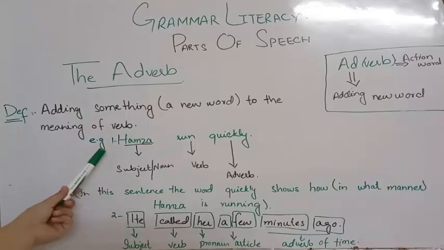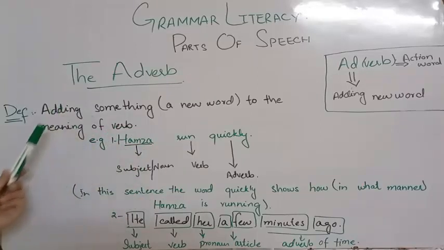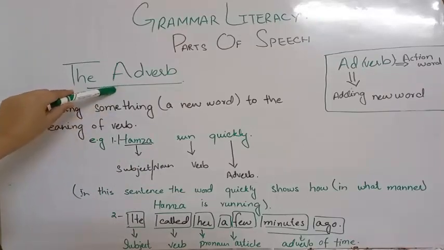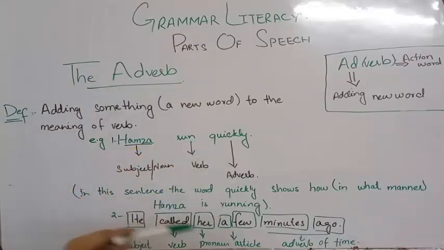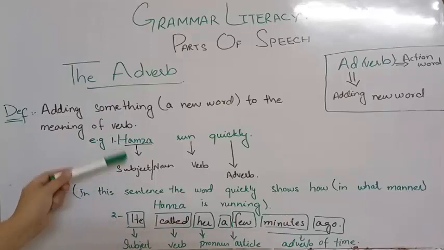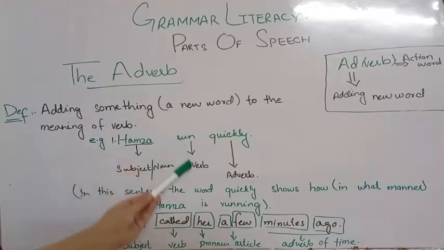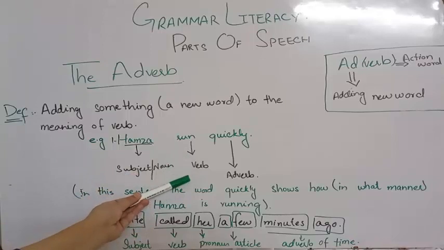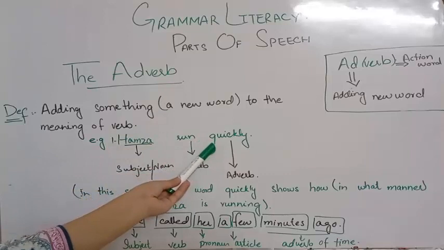So basically we have a sentence with a verb, but we are going to put a new word into the meaning of the verb. So this is called the adverb. The first example is: Hamza runs quickly. Here Hamza is the subject or the noun, the doer of the action. Runs is the action, the verb in English grammar.